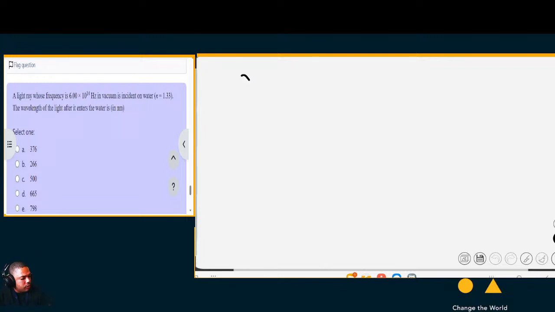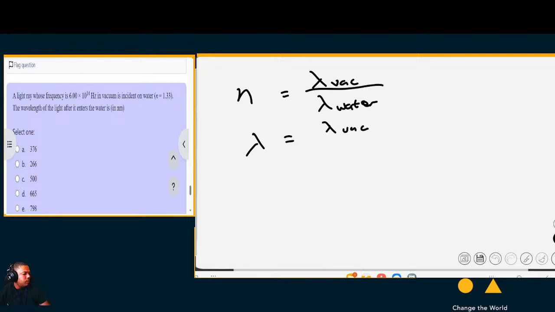So back to our original formula that I wrote there. The refractive index is equal to wavelength in vacuum divided by wavelength in water. So we want the wavelength in water, so it is the wavelength in vacuum divided by the refractive index.